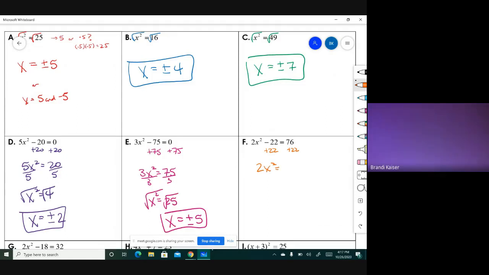76 plus 22 should leave you with 98. Divide both sides by 2. 98 divided by 2 is 49. Okay, square root 49. And x equals positive and negative 7.